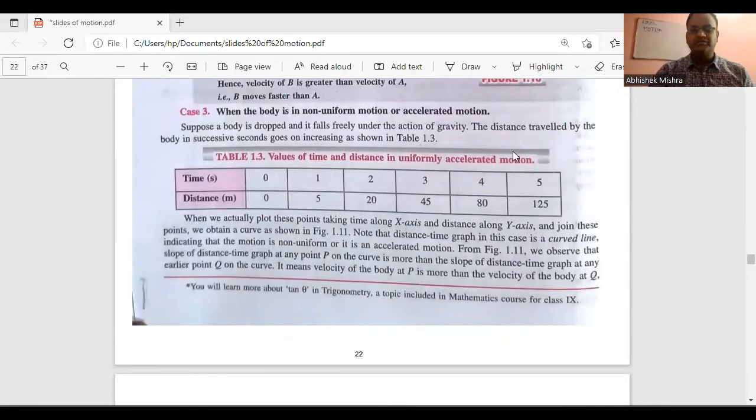So students, we were discussing case 3, that is when the body is in non-uniform motion or the accelerated motion.